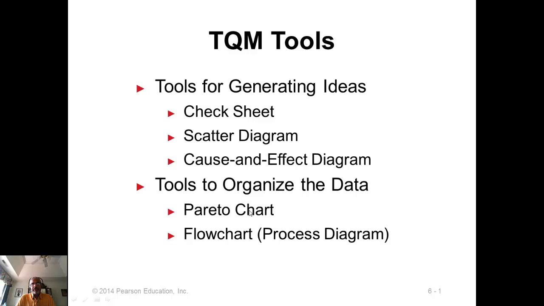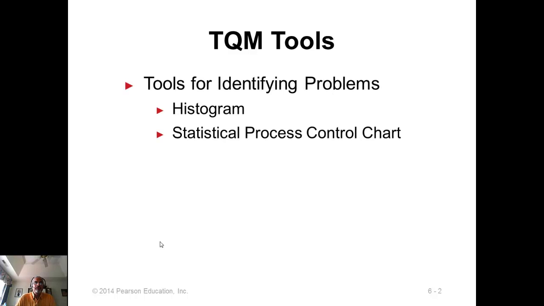And there are tools that organize the data. So you take the data collected in check sheet, and then you can do a Pareto chart, or you can draw a flow chart or process diagram chart. So these are tools to organize data. The tools for identifying problem is you can use histograms. From your stat class, you know what histogram is. And we have statistical process control charts that can be used for identifying problems.